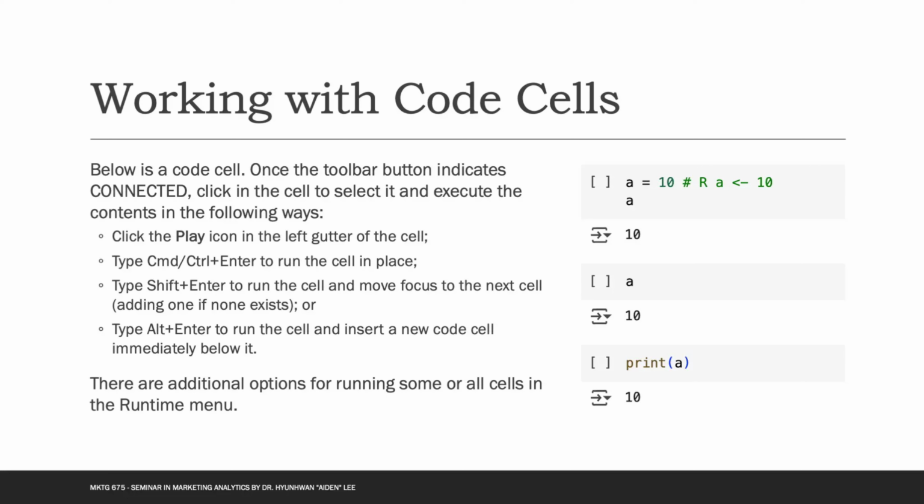To run a code cell, you can click the play button on the left side. Press Ctrl plus Enter or Command plus Enter on Mac to run the code in place. Press Shift plus Enter to run and move to the next cell. Press Alt plus Enter to run and add a new cell below. For example, type A = 'Albert' 10 in one cell and print A in another. When you run them, you'll see the output immediately below the code.